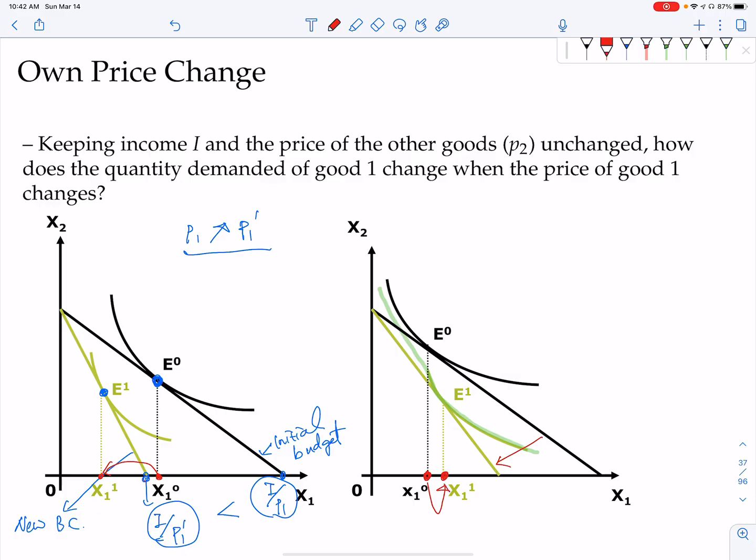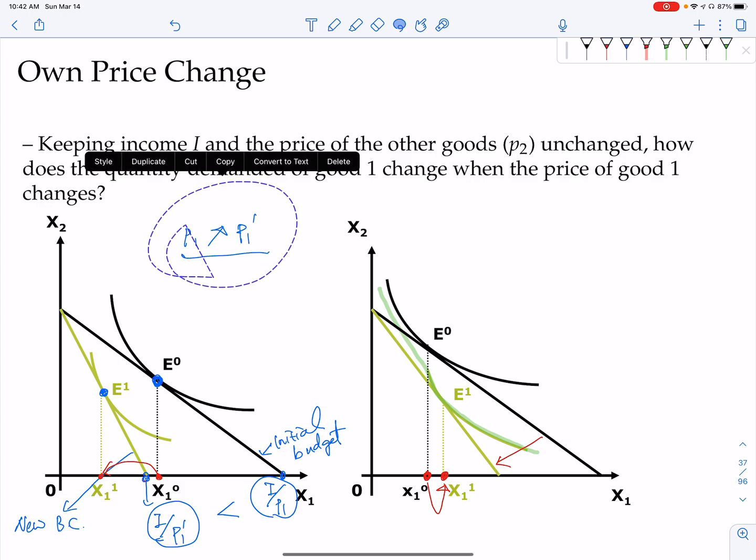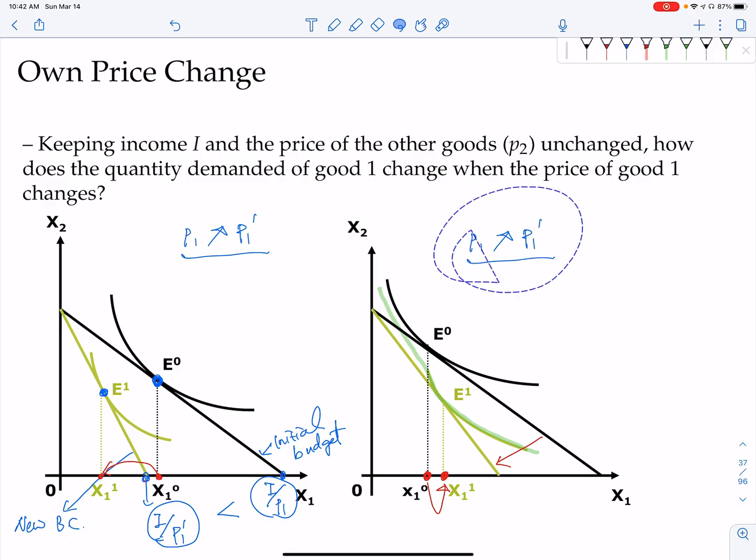So what happened? Your optimal consumption of the first good has gone up. So here, the same thing: price has gone up and the consumption has gone up. Well, that's a very strange thing to imagine, but when you see the graph, there's nothing wrong with this graph. So we can imagine this is possible.